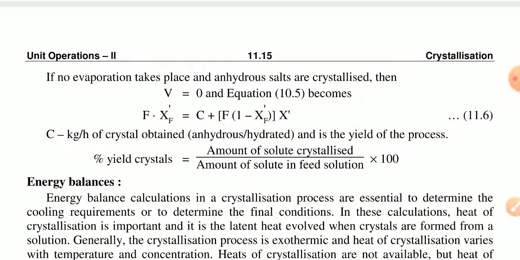If no evaporation takes place and anhydrous salts are crystallized, then V is equal to 0 and equation 10.5 becomes F multiplied by X'F is equal to C plus F in a bracket (1 minus X'F), whole bracket over X'.